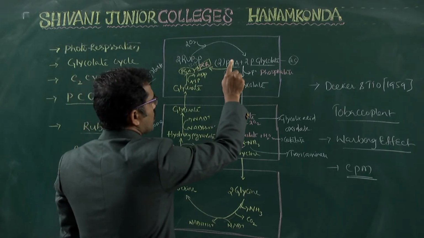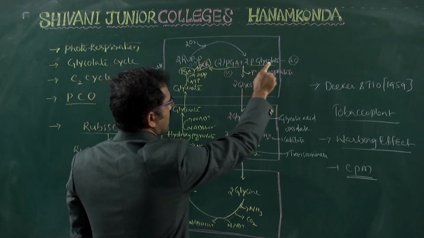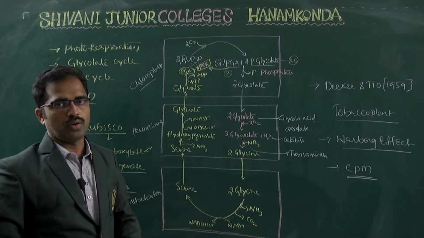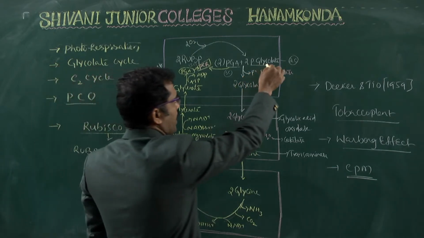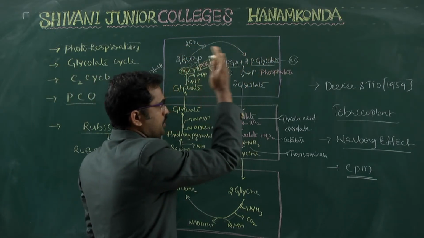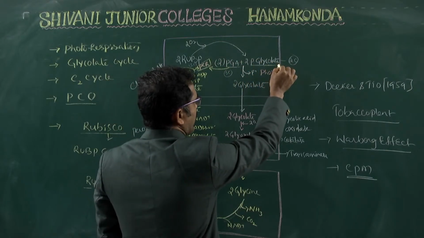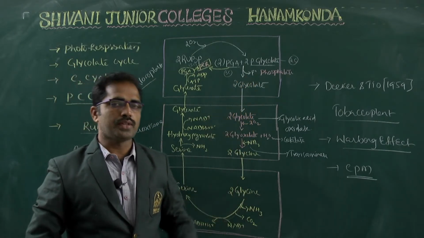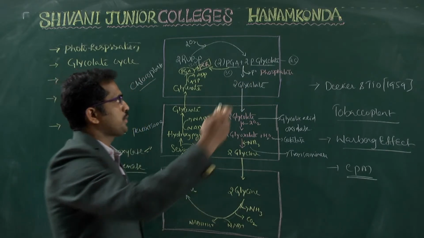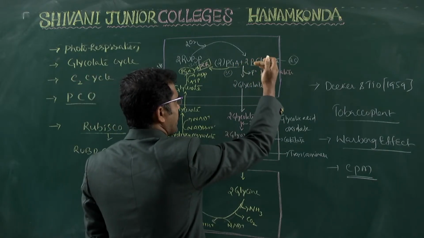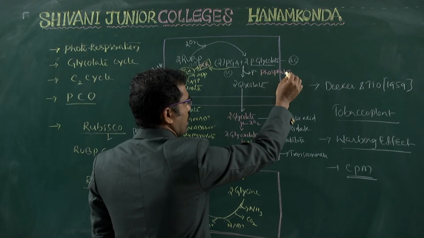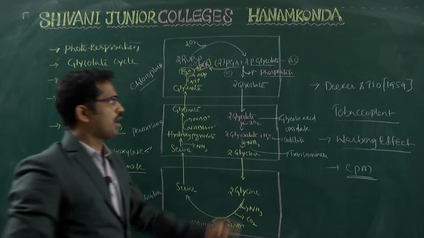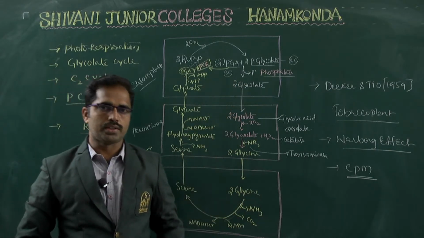Then 2 molecules of PGA and 2 molecules of phosphoglycolate will be obtained as products. Immediately the phosphoglycolate, you keep the PGA. This phosphoglycolate undergoes dephosphorylation in the presence of the phosphatase enzyme, and we will get 2 molecules of glycolate.